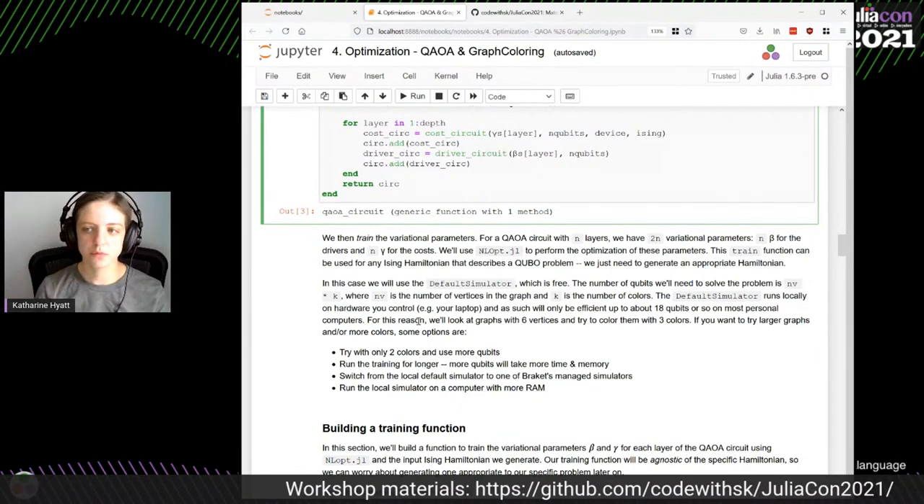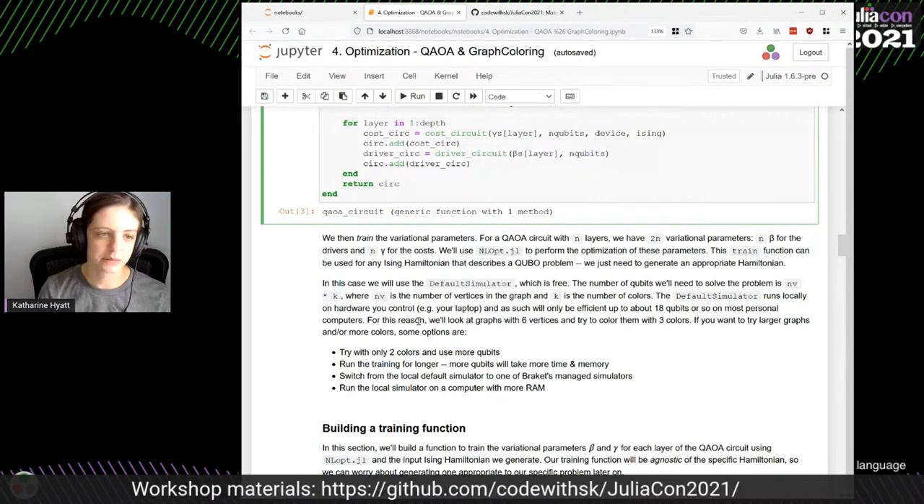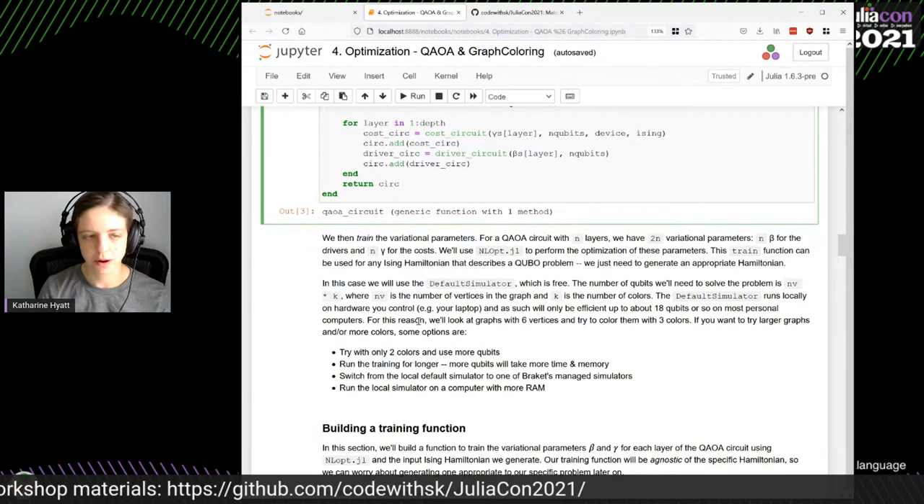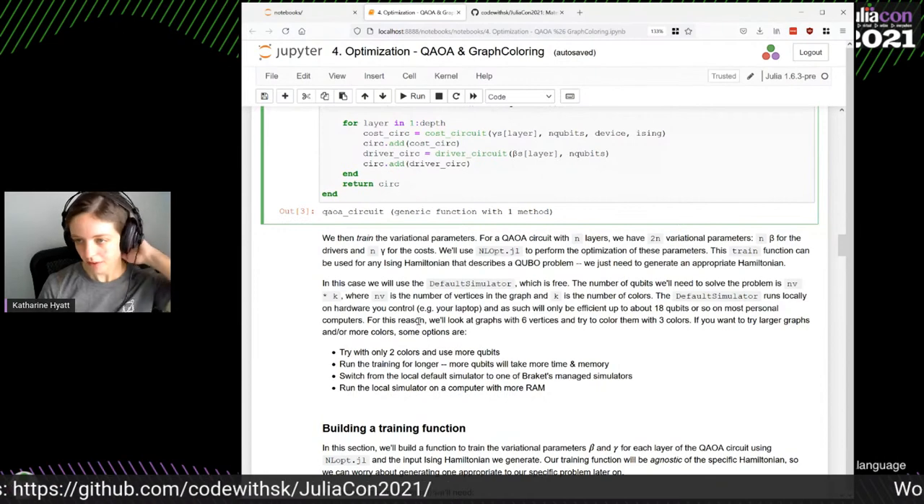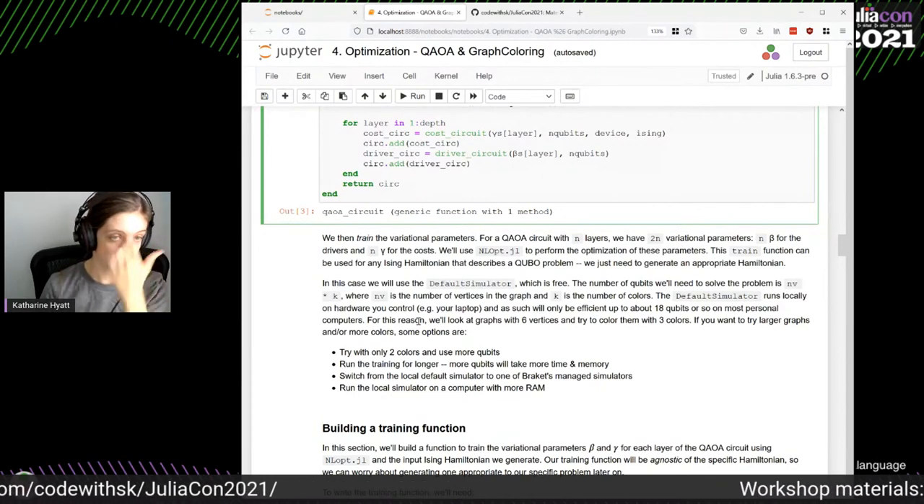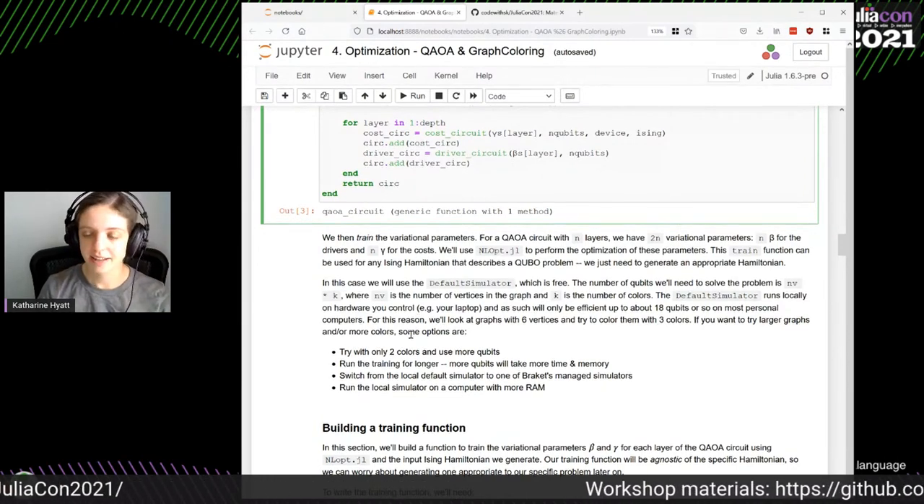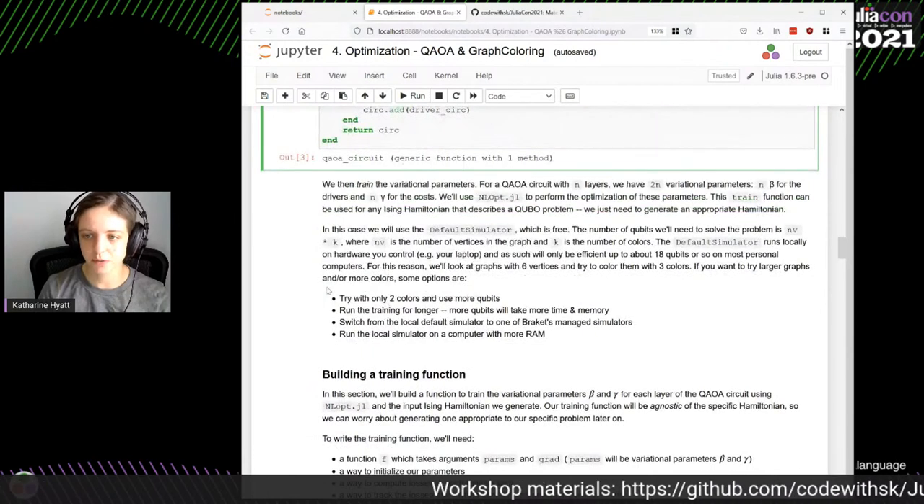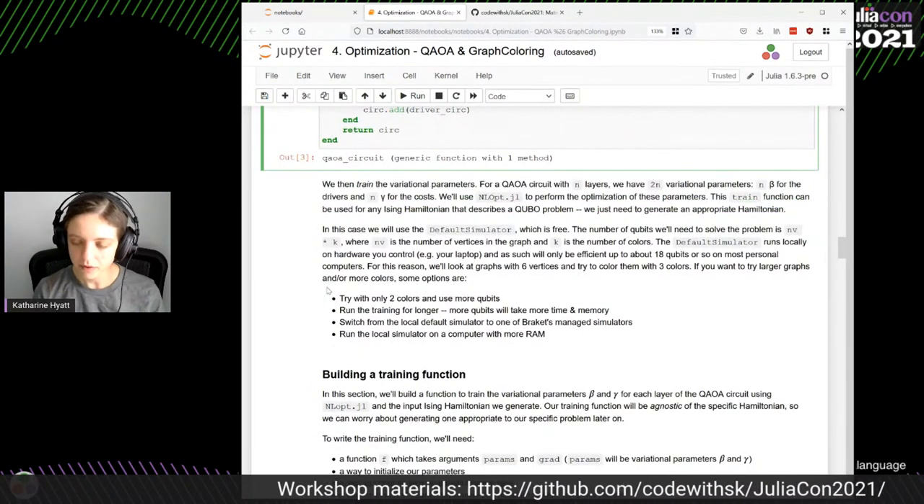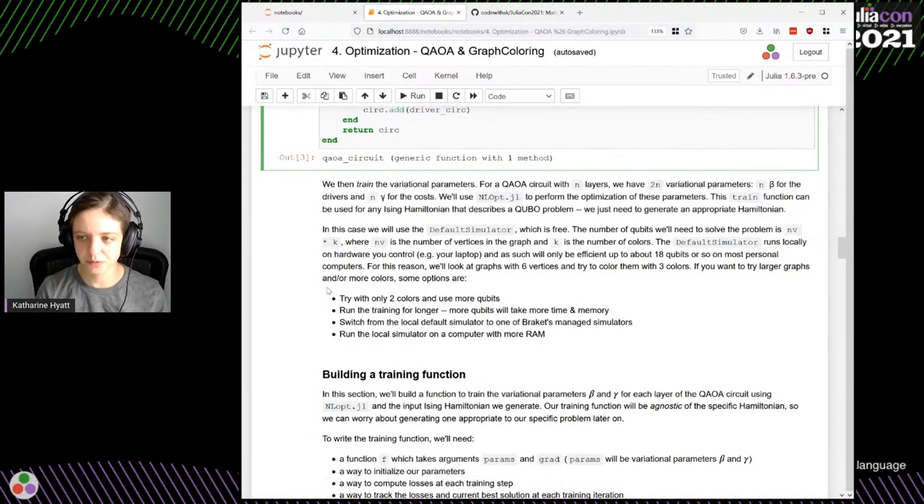And the training function we're going to write can be used for any Ising Hamiltonian that describes a QUBO problem, so not just graph coloring. All we'll need to do is generate an appropriate Hamiltonian. And again, in this case, we're going to use the default simulator, which is free. For graph coloring, the number of qubits we need to solve the problem is the number of vertices in the graph times k, the number of colors we would like to use.